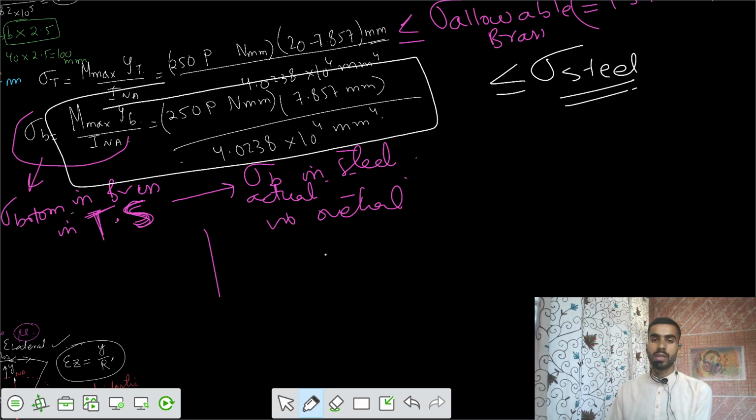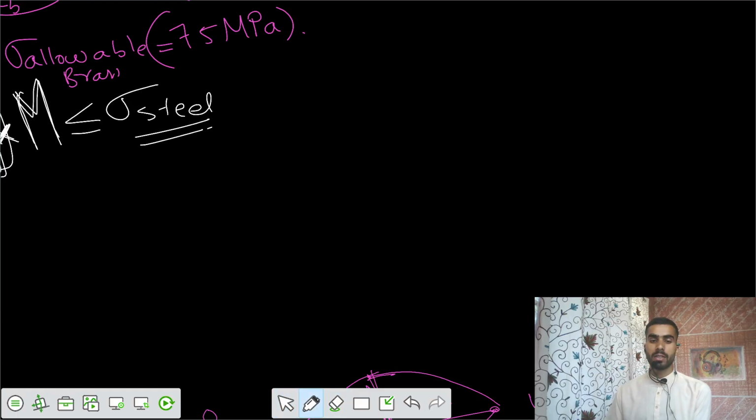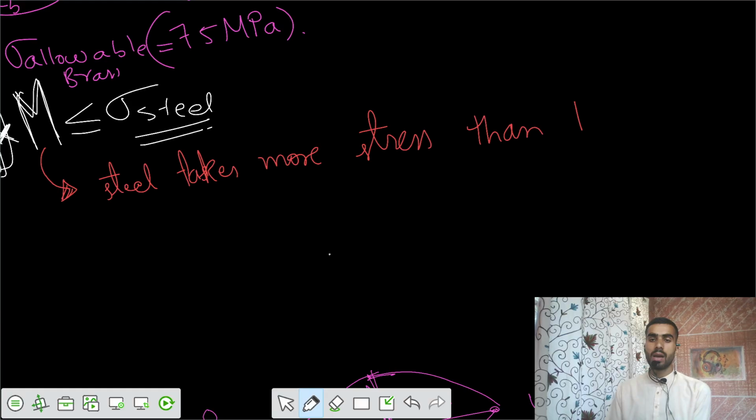But you have to apply a factor here also. This was the stress developed in the brass, but the brass is not there. That means the modification factor M should be multiplied, because for the same strain, steel takes more stress than brass, since E steel is greater than E brass.